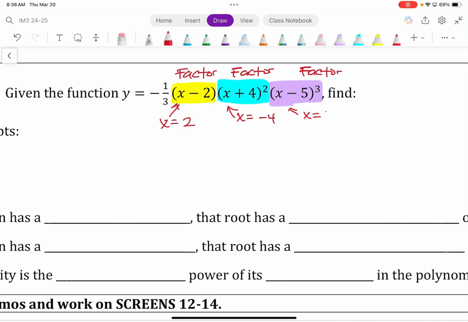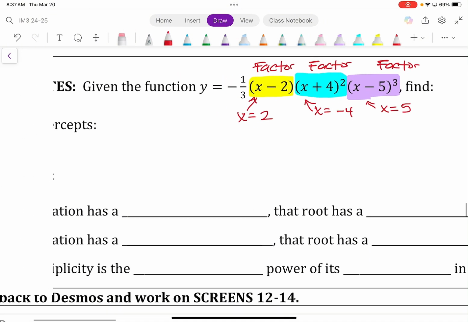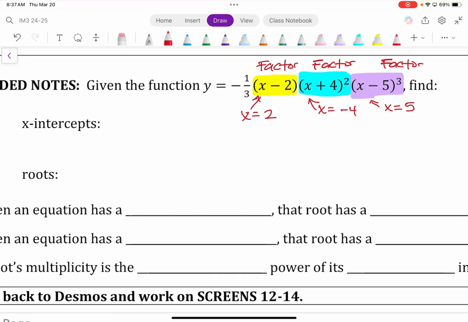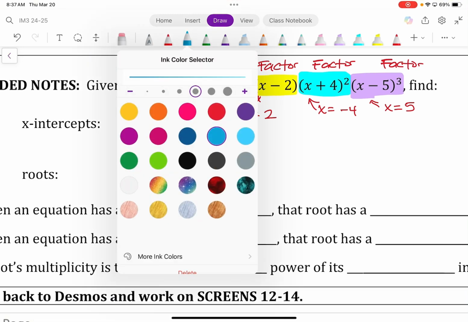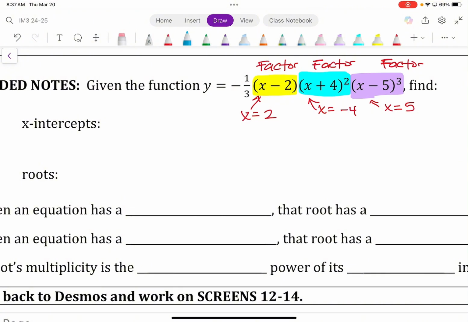5. Okay. So based on these, we can go ahead and write our x-intercepts. Don't forget to write these as coordinate points. So we should have the point 2, 0, negative 4, 0, and 5, 0. A total of 3 intercepts.